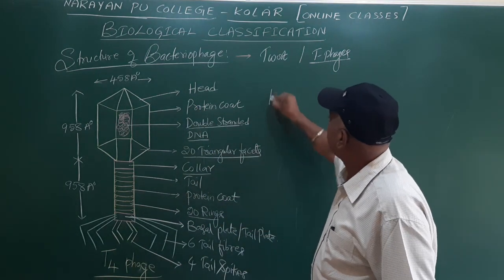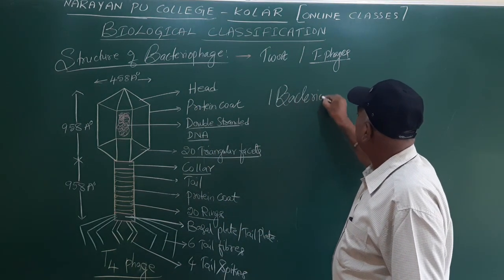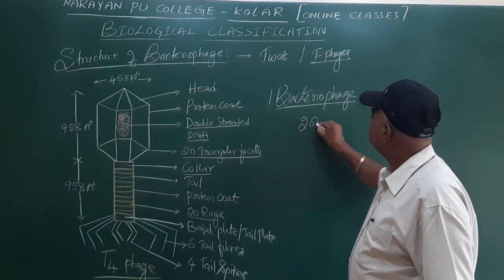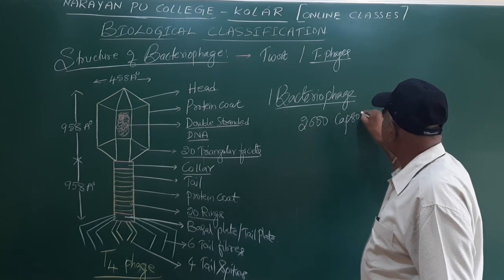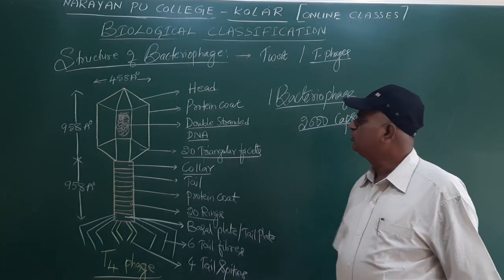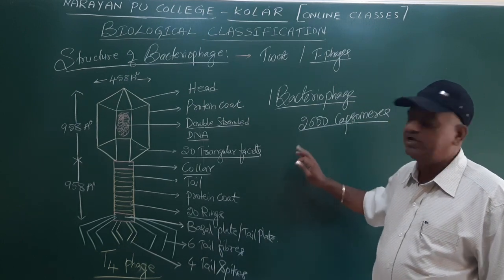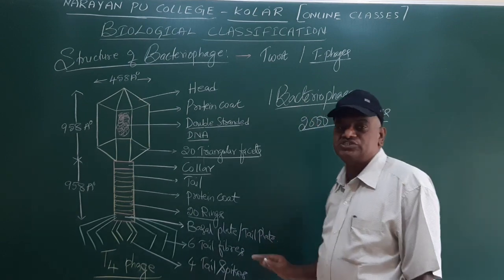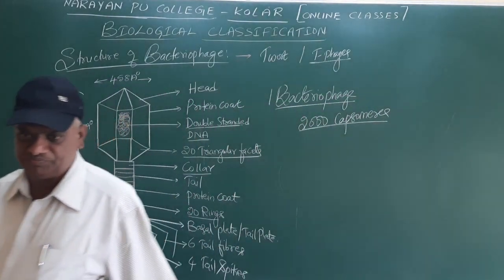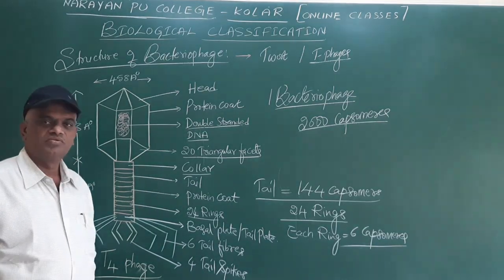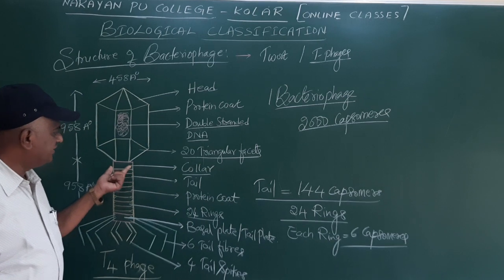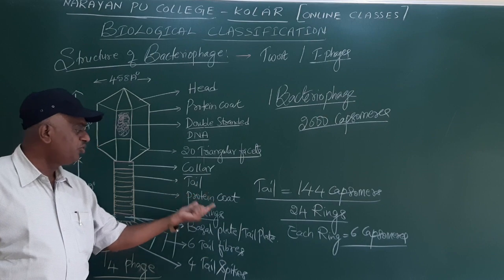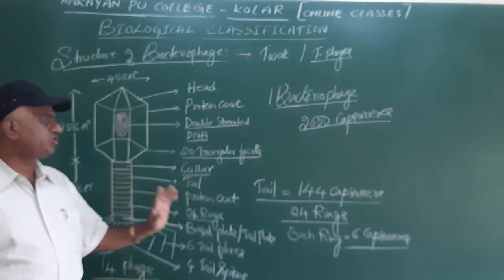One bacteriophage has a protein coat, and this protein coat is made up of 2000 capsules. The protein coat has protein subunits, and these protein subunits are called capsules. So this is the structure of the bacteriophage. The tail also has a protein coat made up of protein subunits, the capsules.